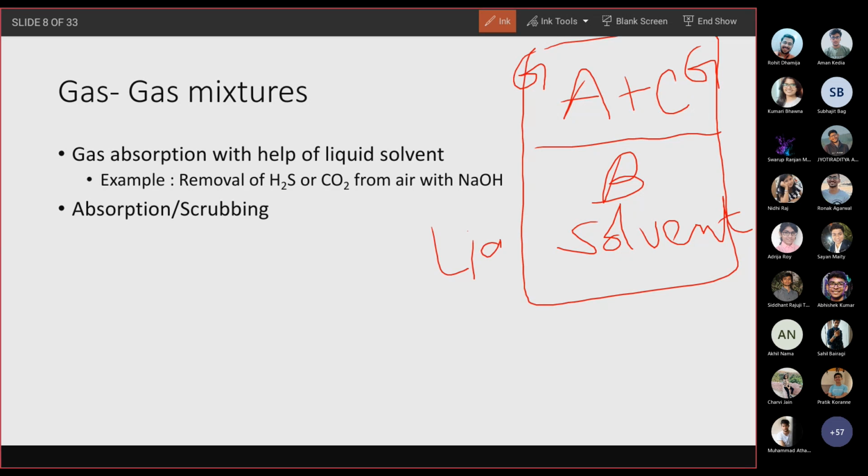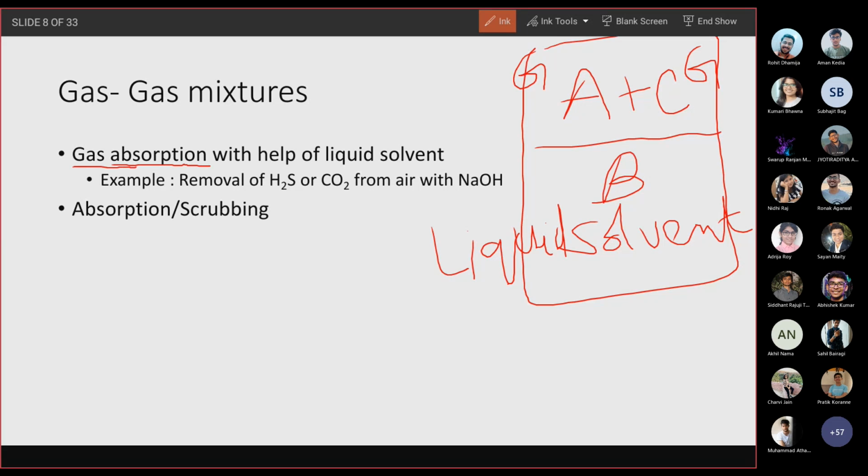If you are able to separate two gases in the form of a gas mixture with the help of a liquid solvent, that is called absorption. That is called gas absorption.